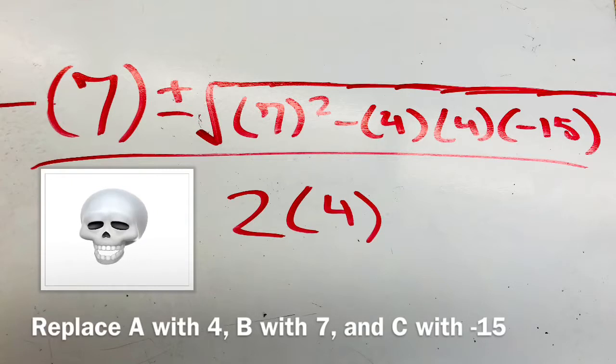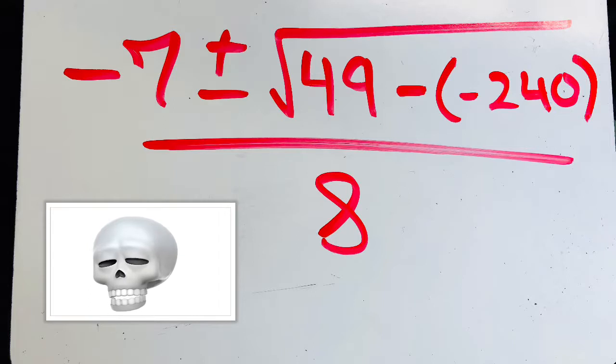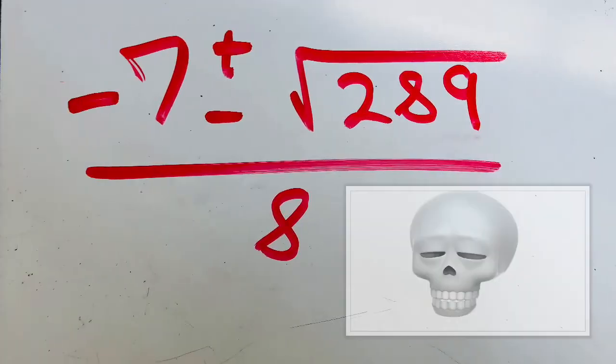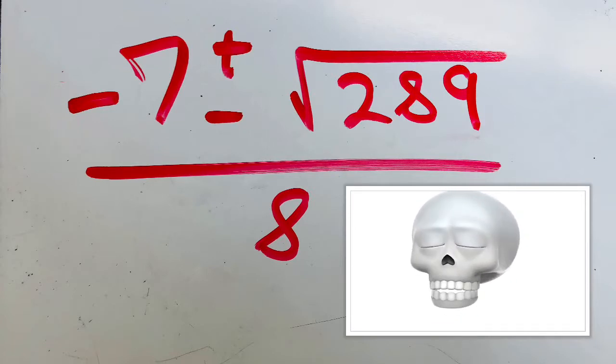Next, you're going to rewrite it as negative 7 plus or minus the square root of 7 squared minus 4 times negative 15, divided by 2 times 4. 7 squared is 49, and 4 times negative 15 will give you negative 240. When you do 49 minus a negative 240, it's basically doing 49 plus 240, which gives you 289.